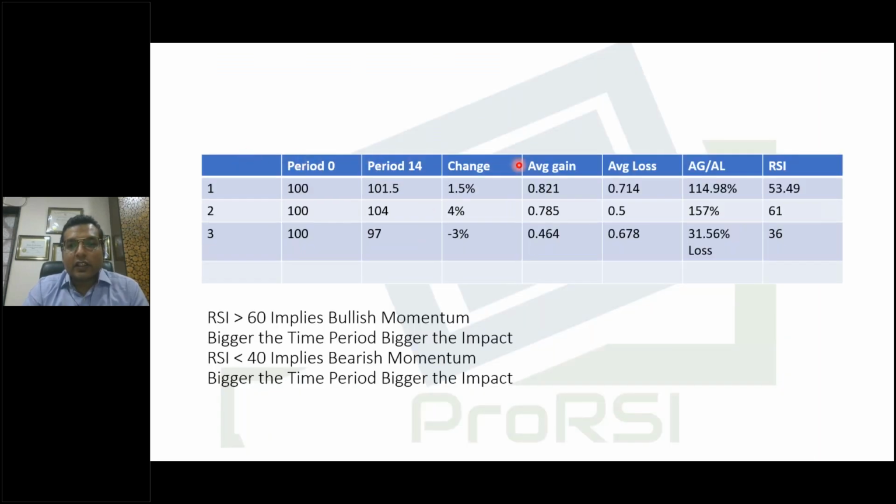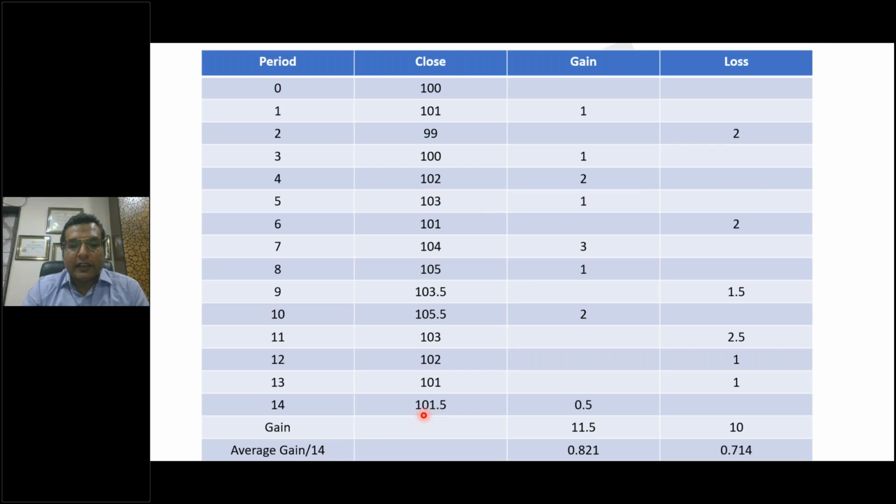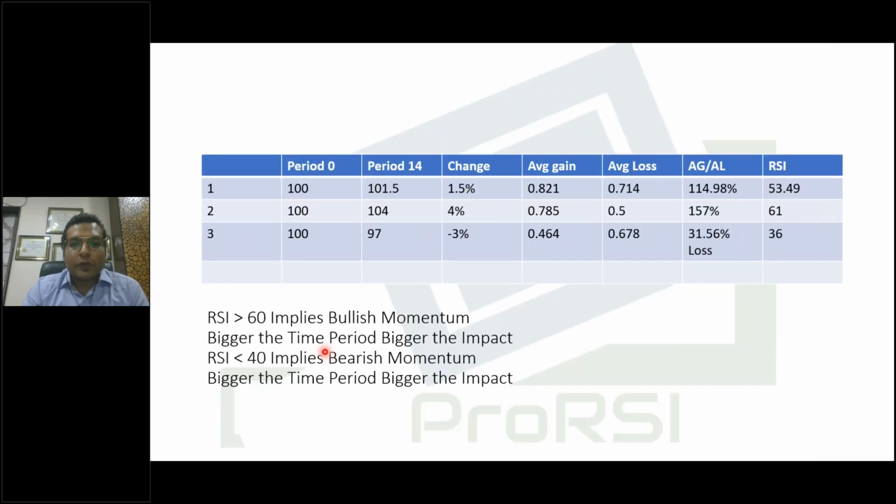Now we put this into a table. If you remember the first table, on period 0 the price was 100 rupees, and on the 14th day the price is 101. So how much did the price change? 1.5%. This was the average gain, this was the average loss, and this was the ratio of average gain to average loss.